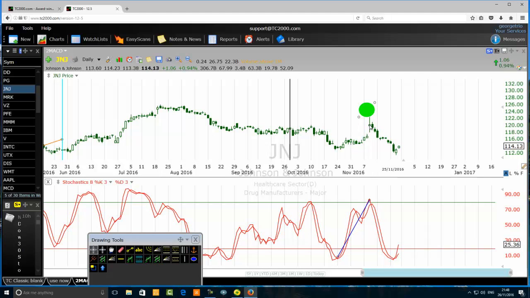You see, here it is again. Long shadow, stochastic overbought looking up. A very simple and powerful candlestick with overbought stochastic.